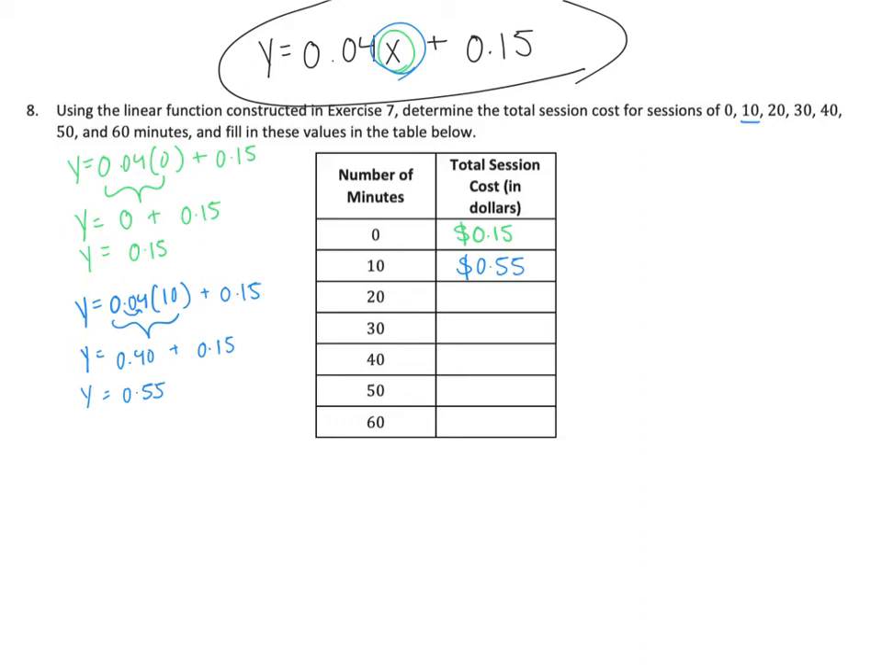Okay? Moving to the next one, 20 minutes. We're going to change our x value to a 20 because now we're spending 20 minutes using this service. Well, 0.04 times 20 is going to be 80 cents. And then we're adding that 80 cents that it costs to use it for 20 minutes plus 15 cents that it costs just to log on. This is going to give us a total of 95 cents.